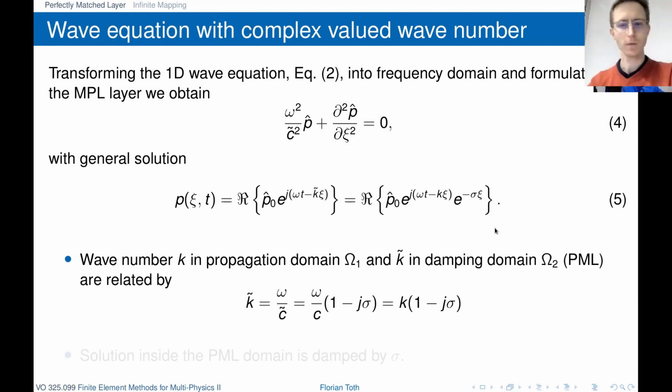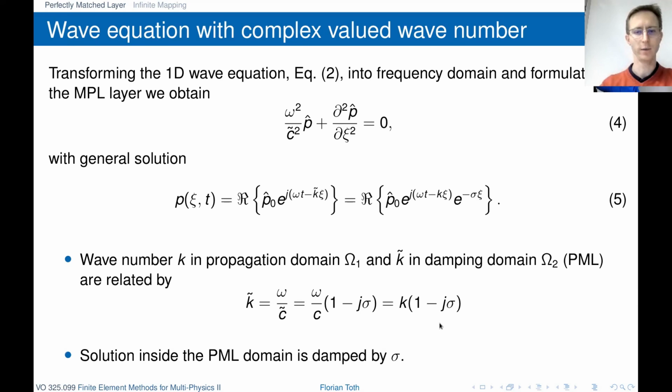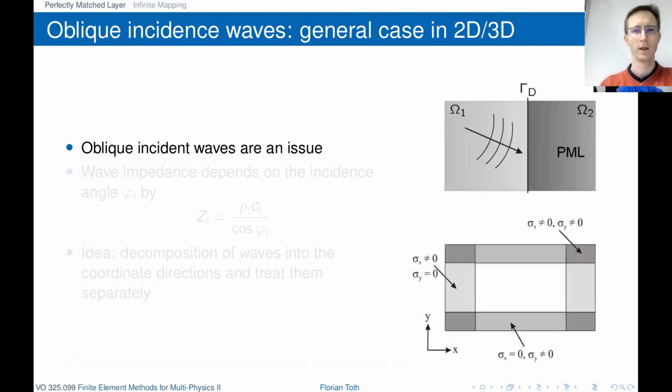So what we see here is that the wave number k in the propagation domain and the wave number in the damping domain are actually related by this 1 minus j sigma term. And again, we see if we have sigma equals 0, we recover the original formulation. And we also see that sigma determines the amount of damping we get in our wave propagation problem in the perfectly matched layer. So we have seen this works perfectly in 1D.